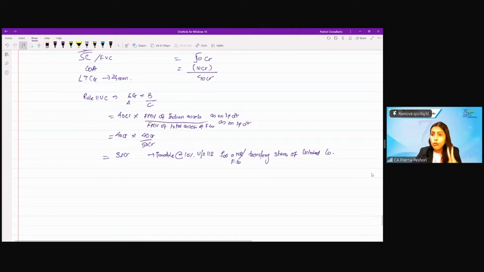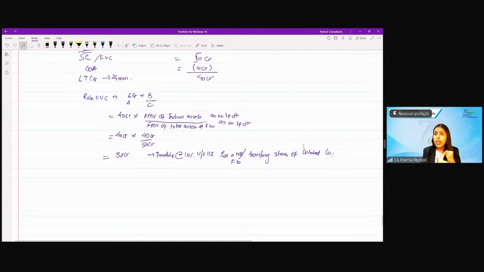So we have solved two comprehensive problems on the indirect transfer. Hopefully that has cleared your understanding of how we apply the indirect transfer provision. Do you have any questions or doubts with respect to this? If you have not understood any point, do let me know so that I can repeat it. So I'm again repeating the entire thing for your purpose.